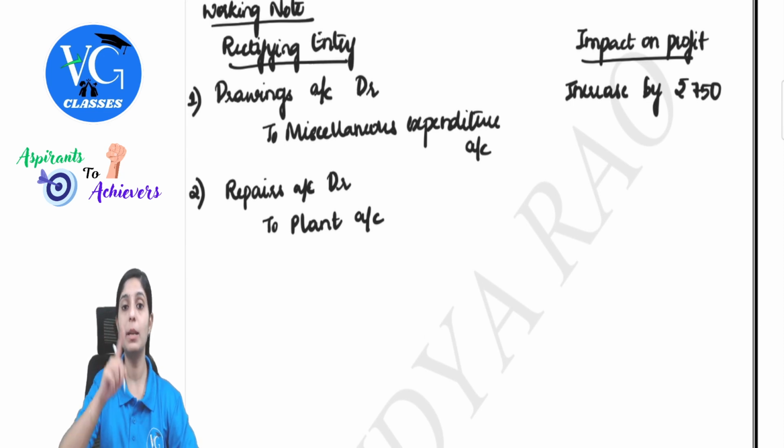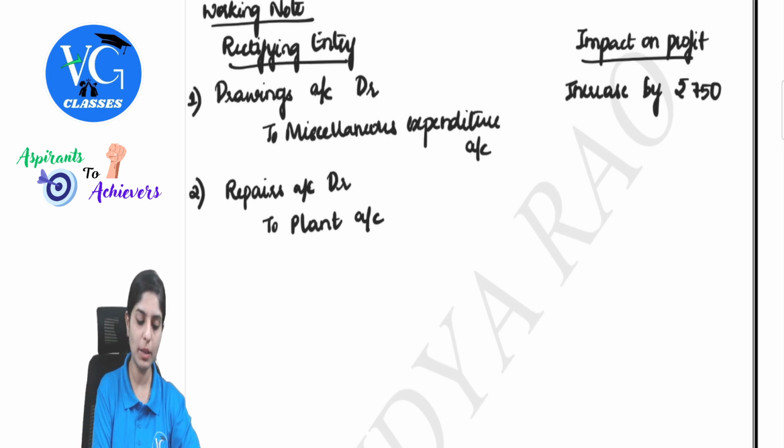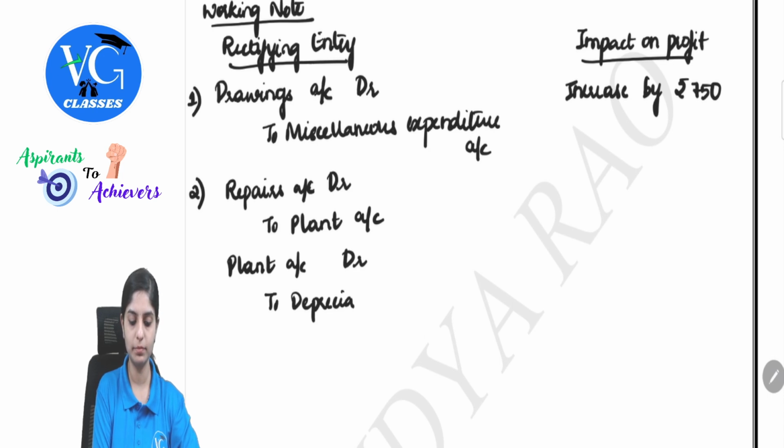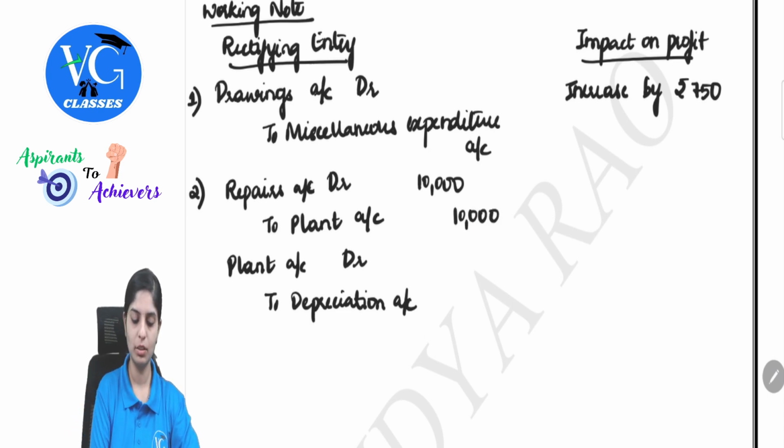Yes or no? When depreciation was created, the entry would have been depreciation account debit to plant account. We have to now reverse this. So what will be the entry? Plant account debit to depreciation account. Repairs amount was 10,000. On 10,000, 20%, so 2,000 and 2,000.